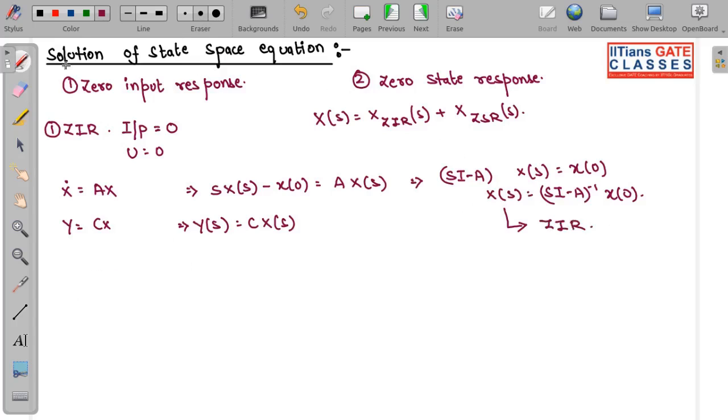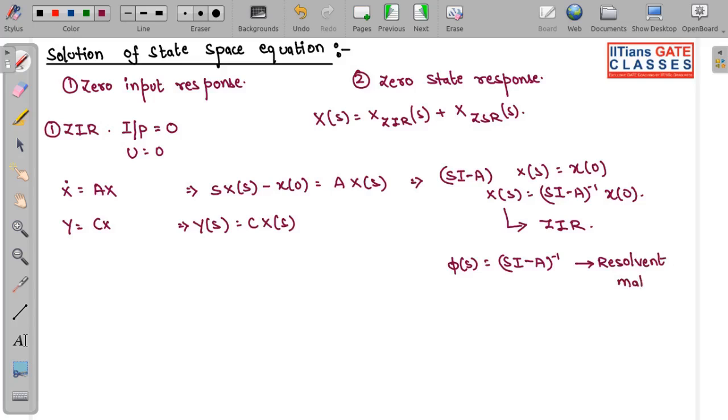Now what is this (sI - A)^-1? This (sI - A)^-1 is denoted by phi of s. Okay, so this is known as your resolvent matrix.